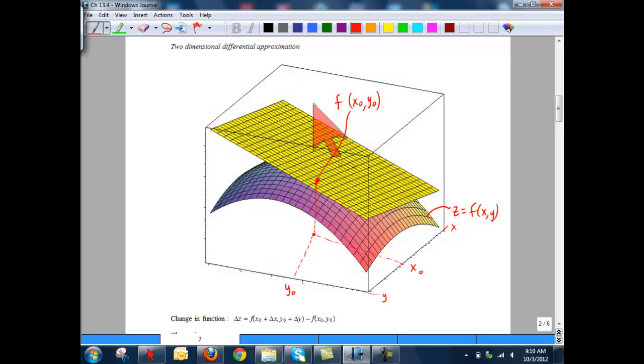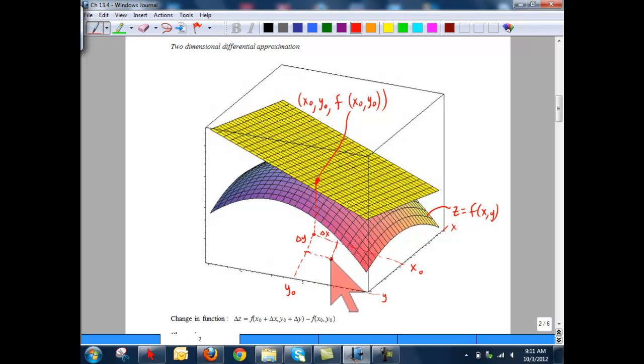And I guess if I want to write it as an ordered triple, it's x naught, y naught, and then z equals f of x naught, y naught. Okay, so here's my point that I'm interested in, and now I want to change x and y a little bit. Ignore the yellow plane for a moment. I'm about to get to that. So I want to change x by a small amount, delta x, and I want to change y by a small amount, delta y, not necessarily the same as delta x.